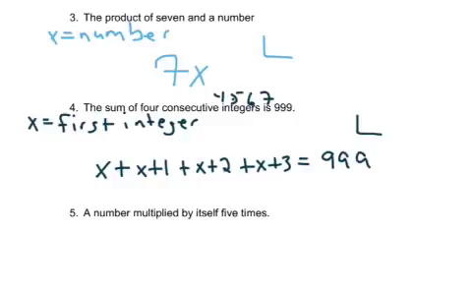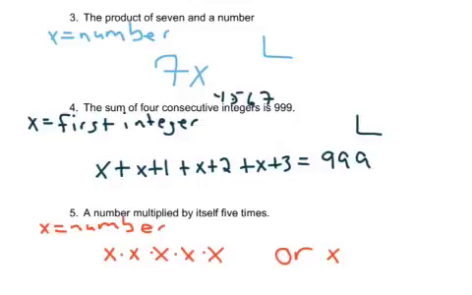A number multiplied by itself 5 times. So in this case, x is just a number. And remember, if I'm multiplying by itself 5 times, I would have x times x times x times x times x, 5 times. Or you could have x to the 5th power. Now this time, since my exponent is not a 1 or a 0, this expression is nonlinear.